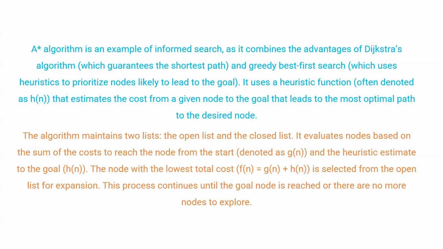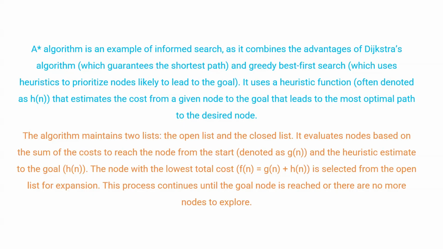h of n, heuristic cost. This is the estimated cost from the current node n to the goal node. The quality of the heuristic function is crucial for the algorithm's performance. A good heuristic should be admissible and consistent. It should never overestimate the actual cost to reach the goal node. If it overestimates, A-star might not find the optimal shortest path.